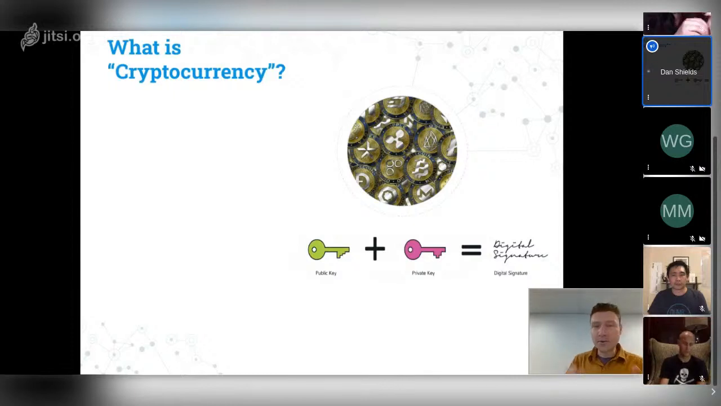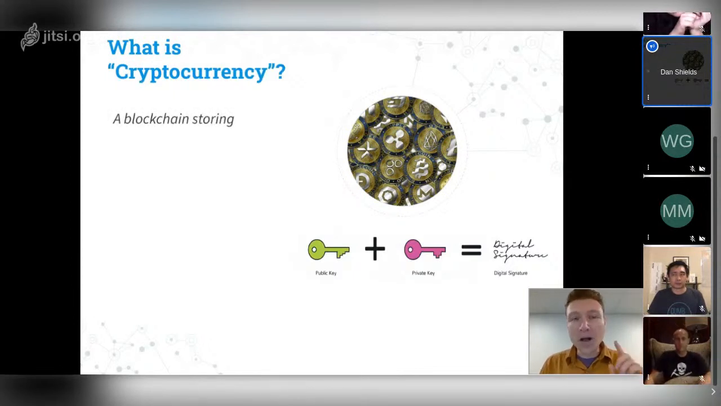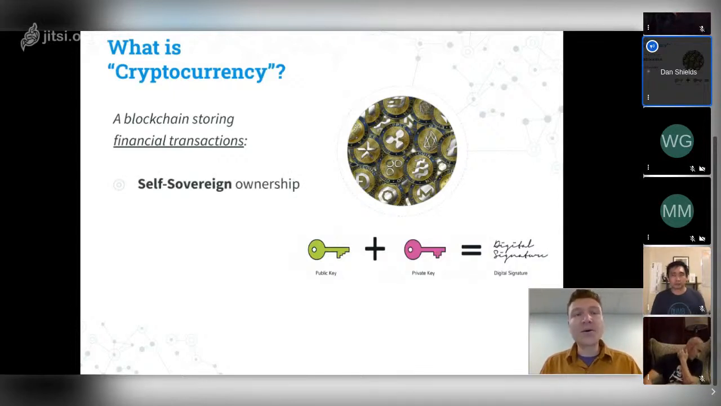So then really, what is cryptocurrency? We've talked a lot about blockchains here. Well, Bitcoin is an example of this. It's a blockchain that is storing financial transactions. Really, that's what cryptocurrency boils down to. It's self-sovereign, meaning that you're the sole owner of this thing, at least you can be.